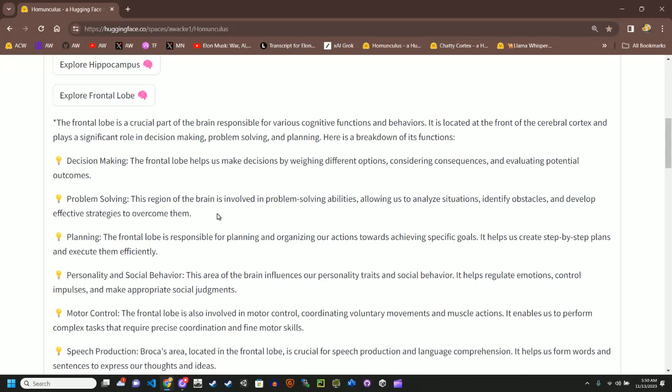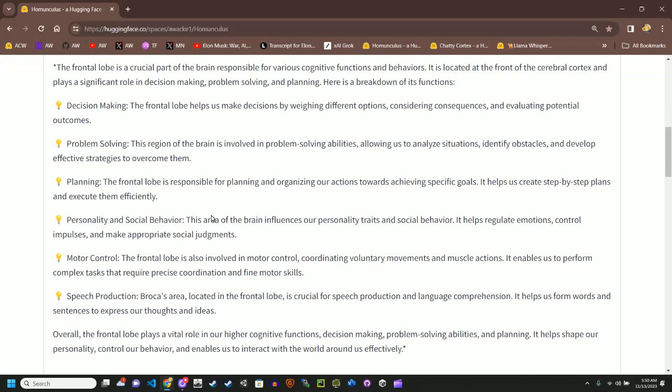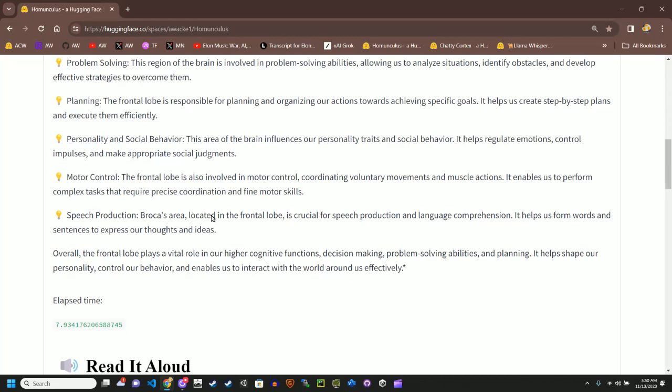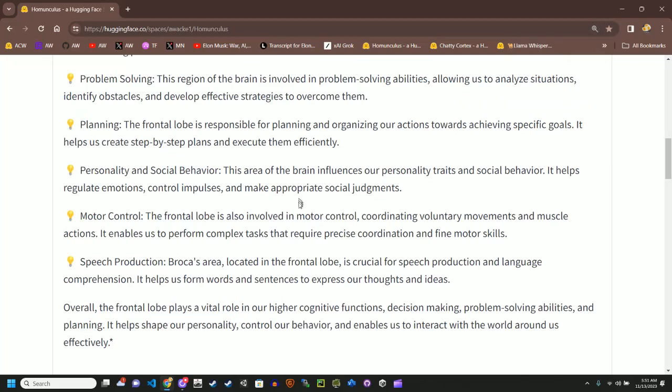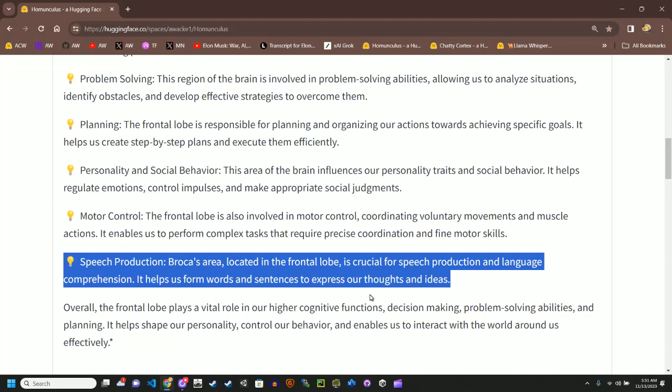Motor control: the frontal lobe is also involved in motor control, coordinating voluntary movements and muscle actions. It enables us to perform complex tasks that require precise coordination and fine motor skills. Speech production: Broca's area, located in the frontal lobe, is crucial for speech production and language comprehension. It helps us form words and sentences to express our thoughts and ideas.